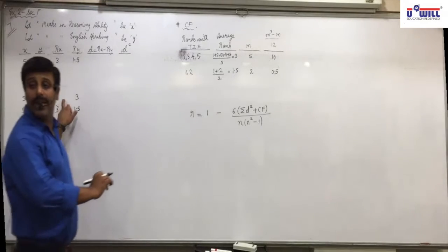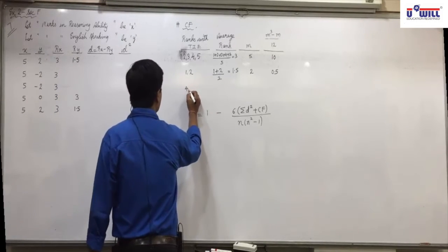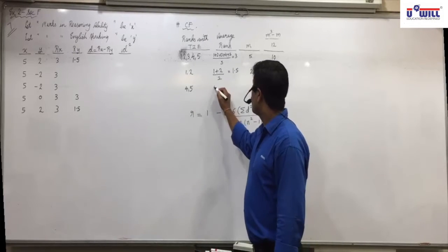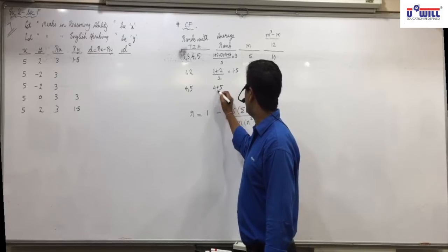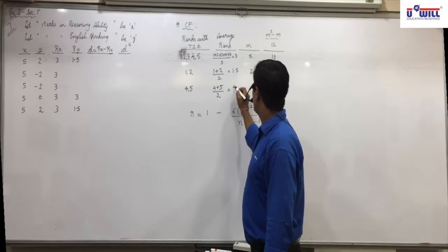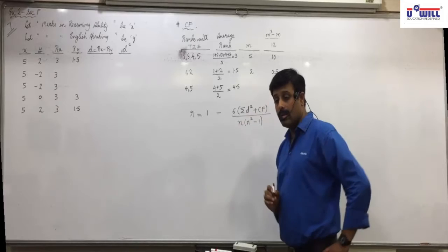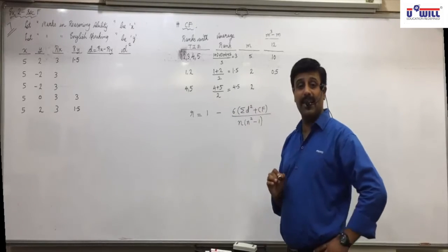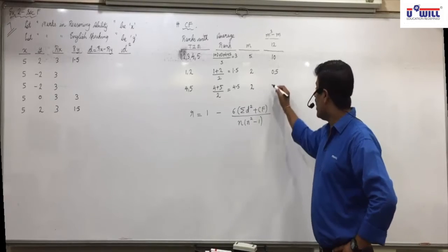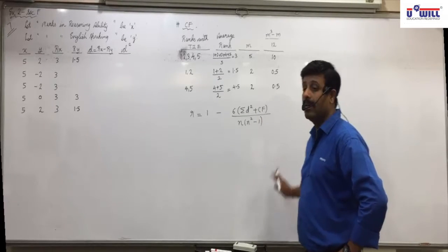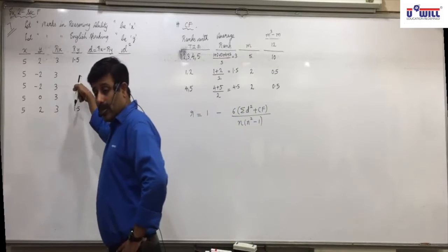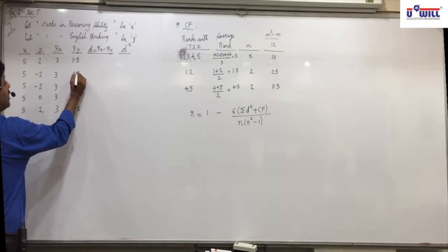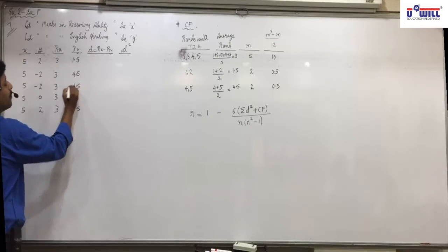Yes, after 3, there is a tie in 4 and 5. Then 4 plus 5, 9 divided by 2, 4.5. Two observations are there, so m is equal to 2. What rank will you give to both? Average rank 4.5. Both the observations will be given the average rank of 4.5.